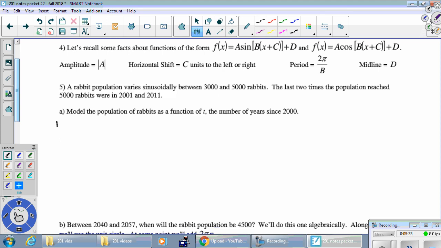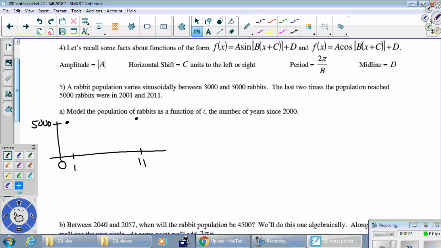Okay, so for me, I've got to have a good picture before I do anything. It says here that t is the number of years since 2000, so 0 right here represents 2000. And it says that the rabbit population reached 5,000 in 2001 and 2011. So that means that at 1 and at 11, we were up there at 5,000. Remember, years since 2000, so that's why 2001 becomes just t equals 1.